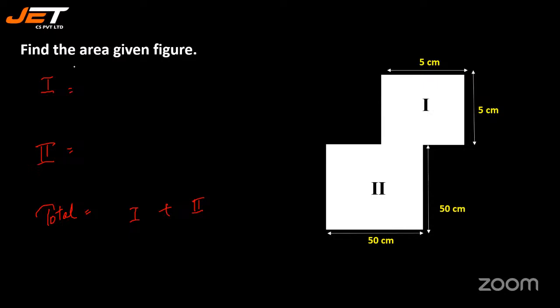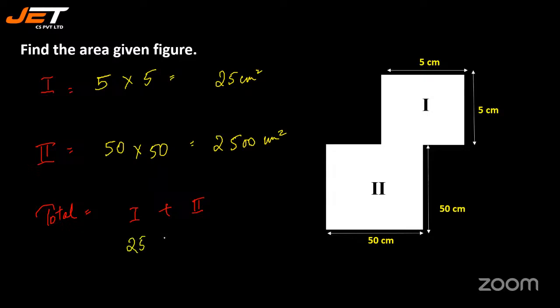Okay, so let's look at this. The area of the first square is 5 times 5, which is equal to 25 centimeters square. And the area of the second one is 50 times 50, which is equal to 2500 centimeters square. This is 5 and this is 50.